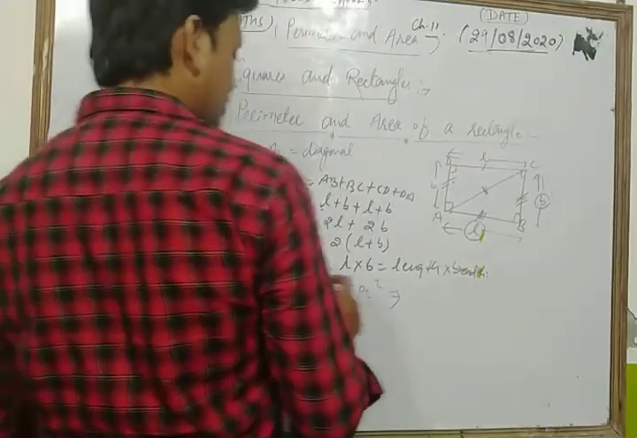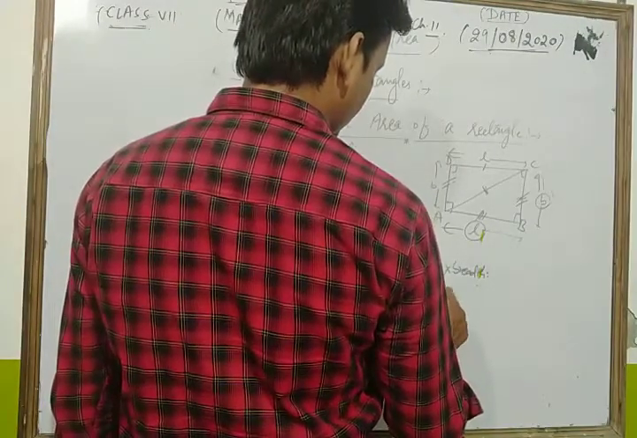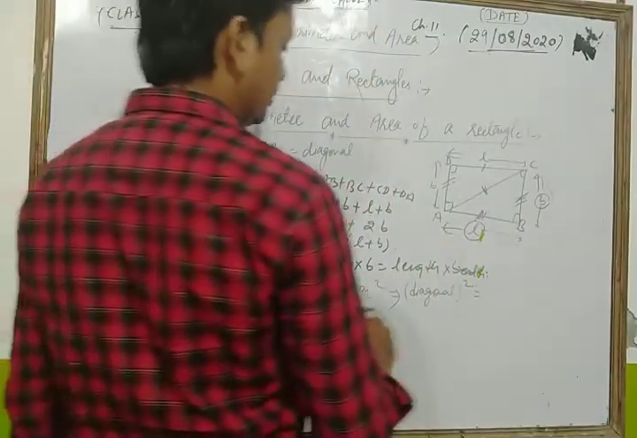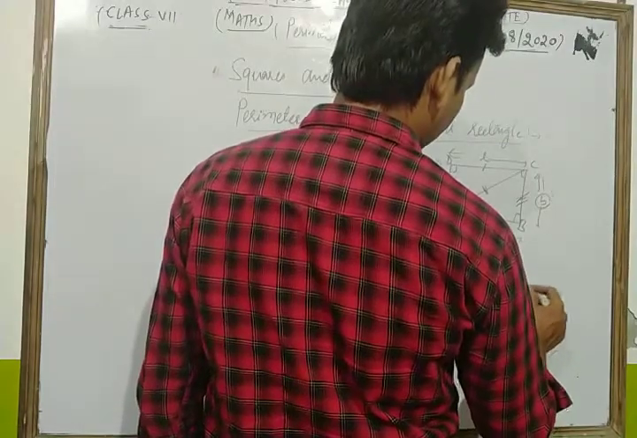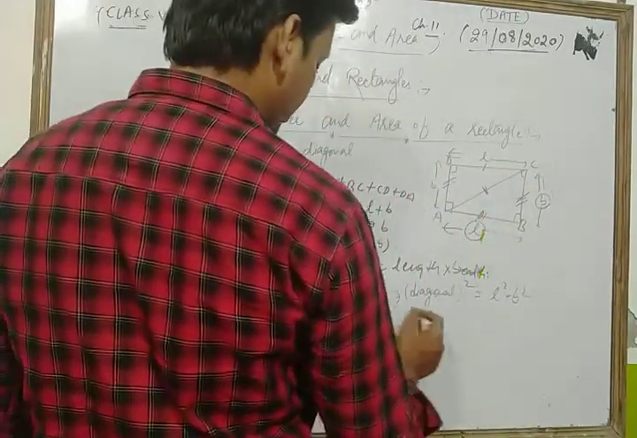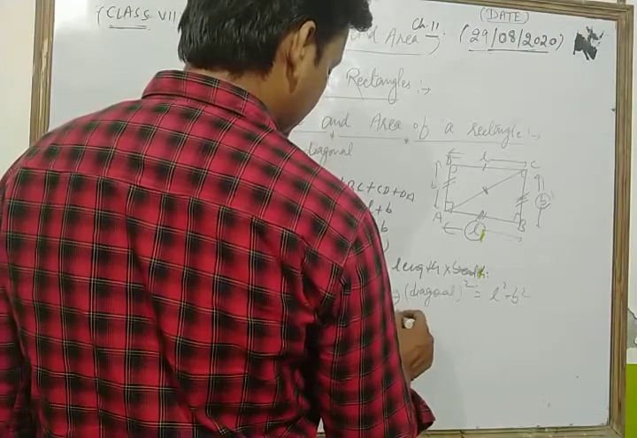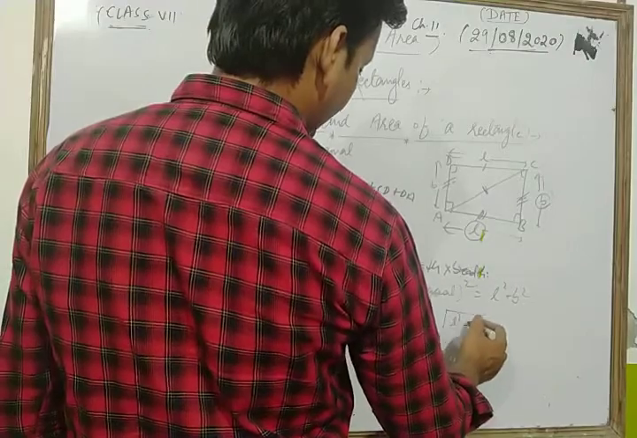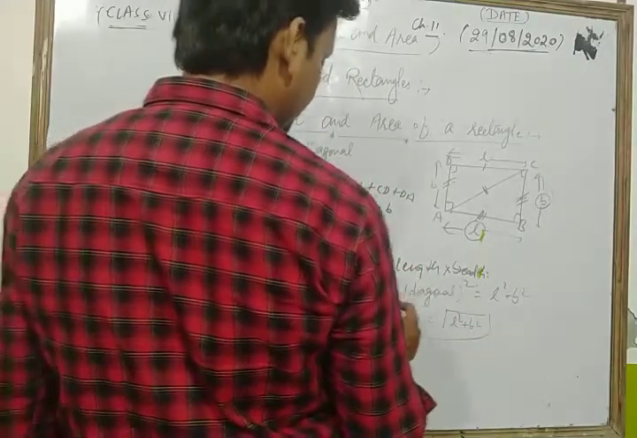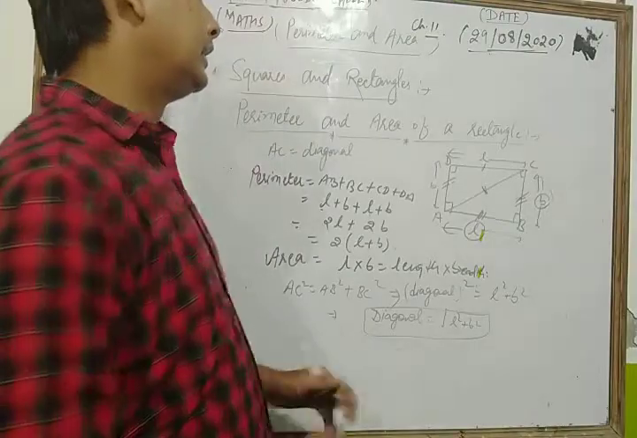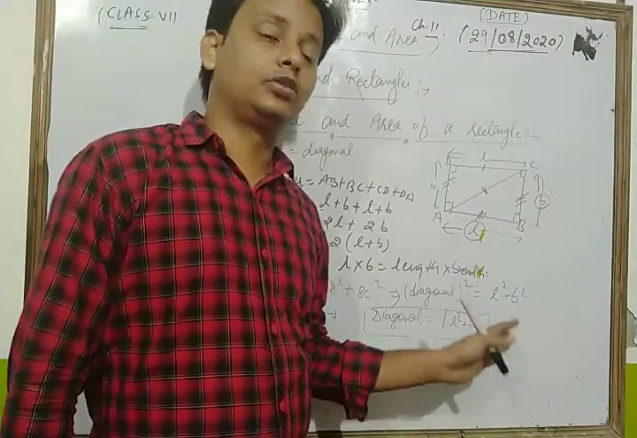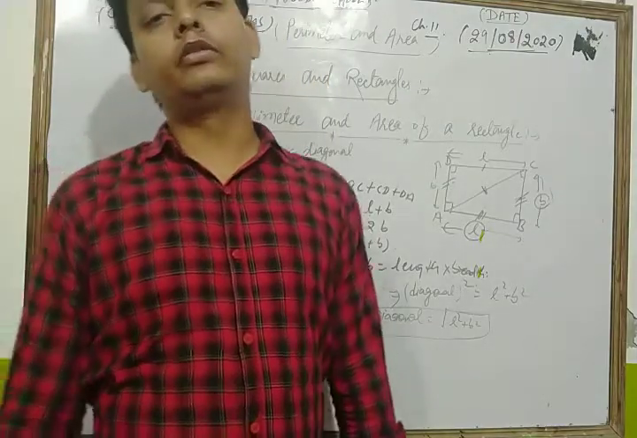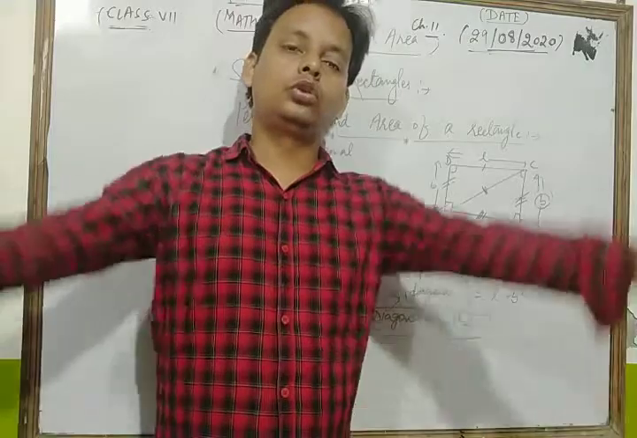So we can say that the diagonal square is equal to what? AB is L, so L square plus B square. Now we can say that for the diagonal AC, squaring and transferring to the other side, we get the square root of L square plus B square. This is the concept, or formula, for the diagonal of a rectangle. So with the help of this formula we can find the diagonal of a rectangle.